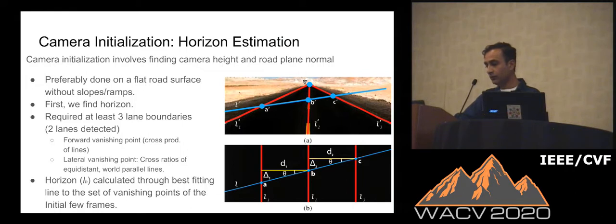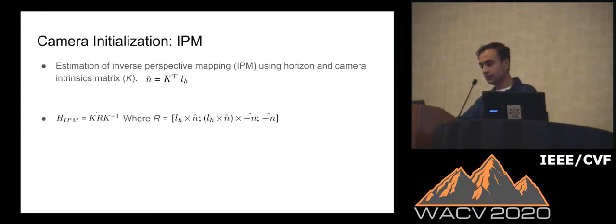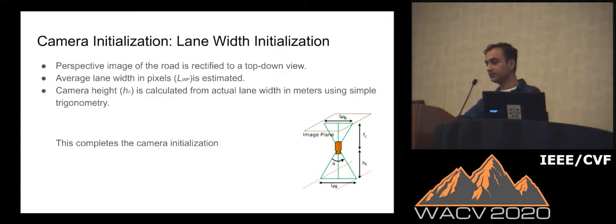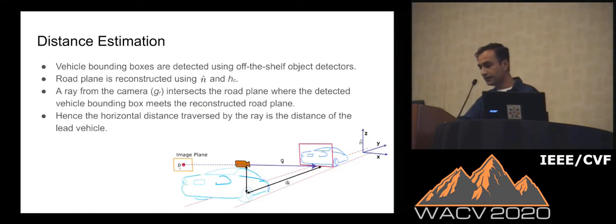Once we have the two vanishing points, we can fit the best possible horizon to the detected points, and this completes the camera initialization. Once the horizon is found, a road plane normal and inverse perspective mapping can also be found using these relations. And then, with a known length on the road plane in pixels and rectified view, we can find camera height simply using geometry.